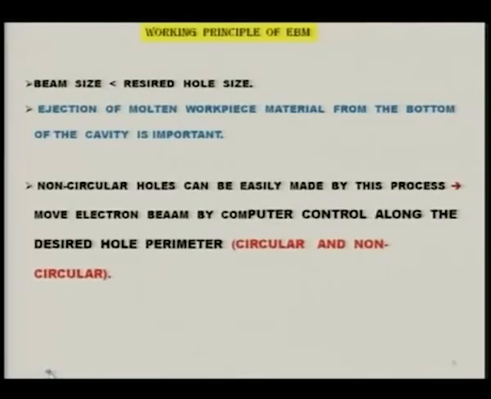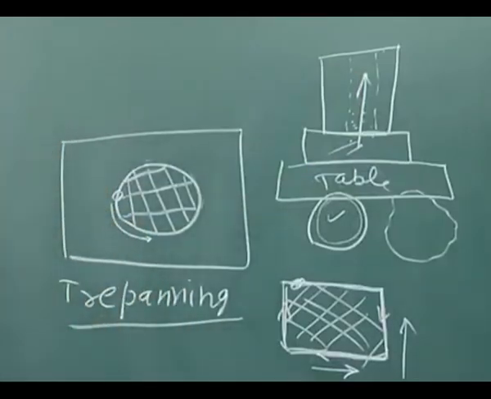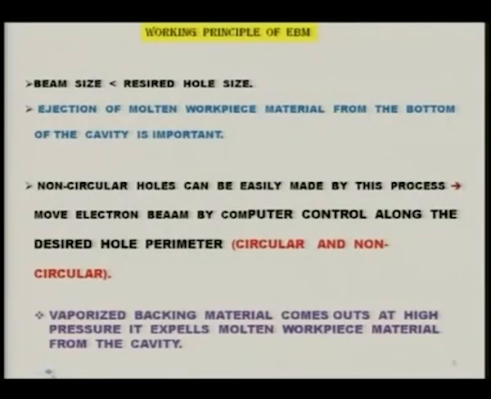I have already explained here that ejection of the molten workpiece material from the bottom of the cavity is important, and this is done with the help of the backing material. This is applicable for both circular as well as non-circular holes. Vaporized backing material comes out at high pressure. It expels molten material from the cavity.